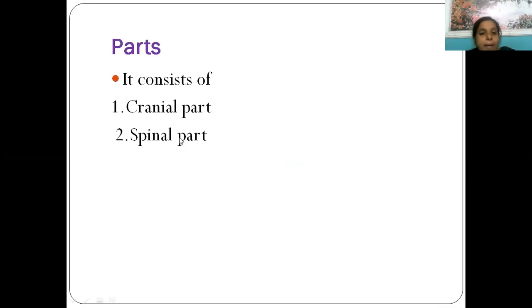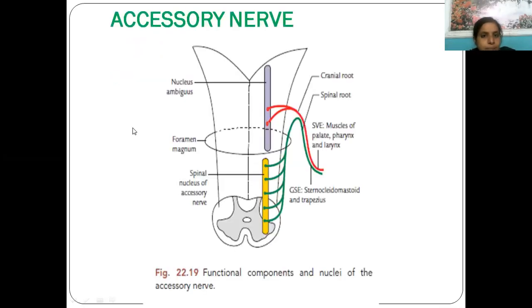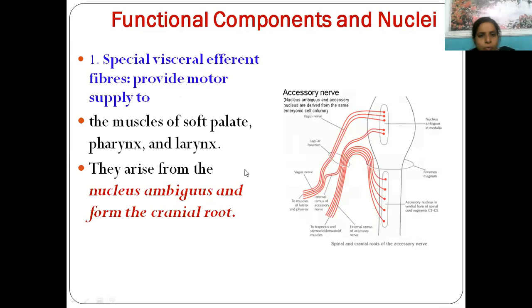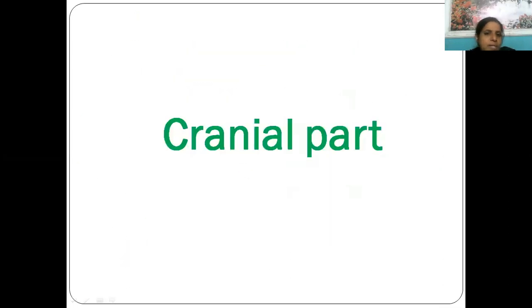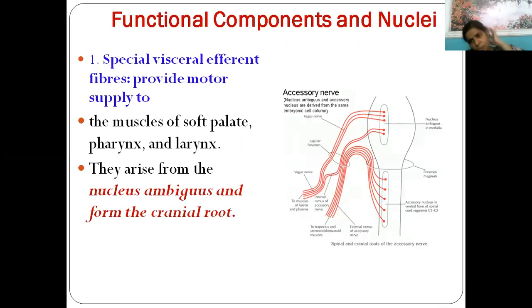It has a cranial part and a spinal part. Okay, so many components are given. What you do is, see from this picture, you have special visceral efferent fibers. Efferent means they will go to certain muscles, motor in function. Efferent and motor are the same thing. Visceral means going to visceral organs, and they are special fibers.